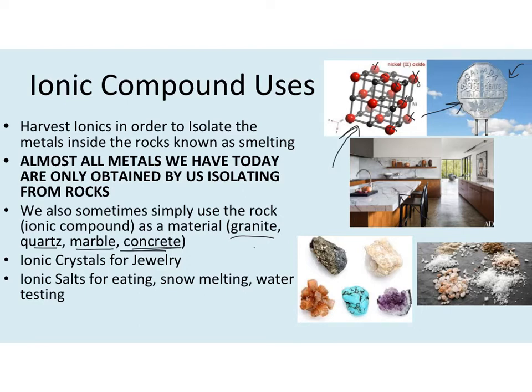Okay, we also use ionic crystals for jewelry. So if we look over here and here, we can use these crystals. So like things like gems, they're all ionic compounds. If you look at, say, a crystal, you don't often think, oh, there's metal inside, but there actually is. Okay, those are our crystals. And then we also have ionic salts for eating, snow melting, and water testing. And those will be our salts there. We know mostly as table salt, but there's also some other salts as well in seasoning.